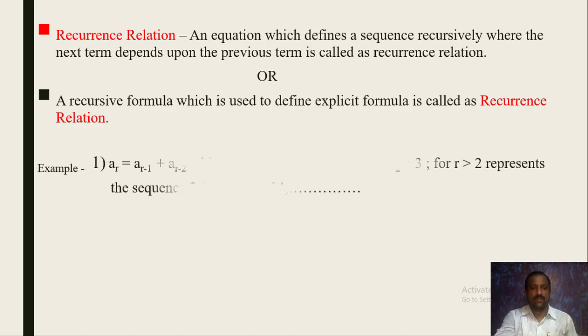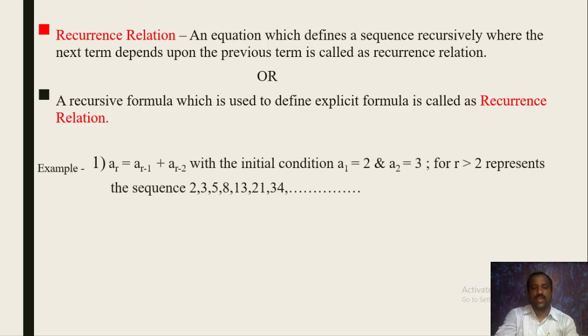Now, for example, a_r = a_(r-1) + a_(r-2) with the initial conditions a_1 = 2 and a_2 = 3. In that particular recurrence relation, the previous (r-1)th term and (r-2)th term must be given to you. That is, first term is given as 2 and second term is given as 3.